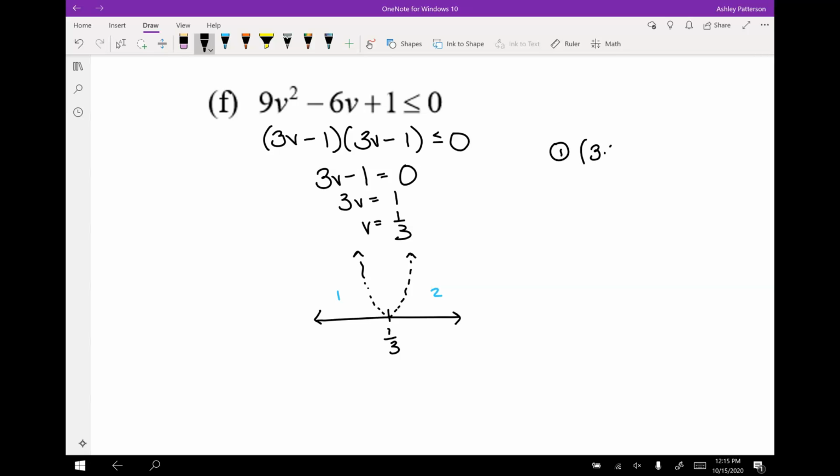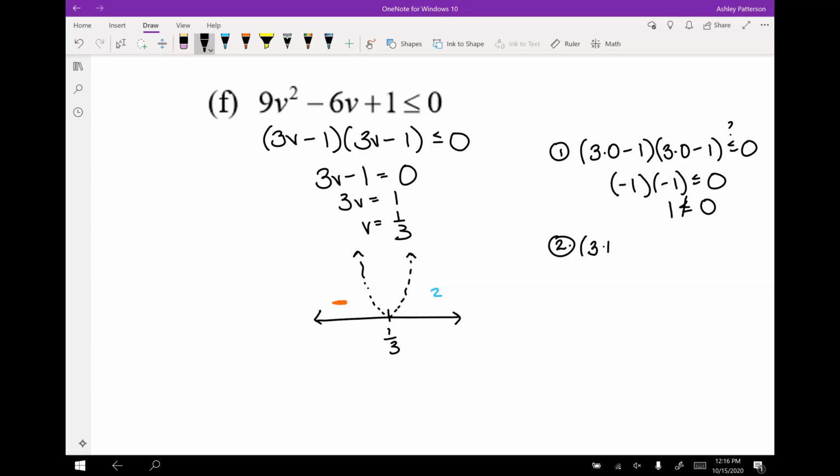So we get 3 times 0 minus 1 if I use factored form, and 3 times 0 minus 1. Is this less than or equal to 0? Well, we end up with -1 times -1, which is definitely not less than or equal to 0. So in that first region to the left, solutions do not lie there. They're probably not going to lie to be greater than either, but I'm going to test just like I've done before. So a number that's greater than 1/3 would be 1.